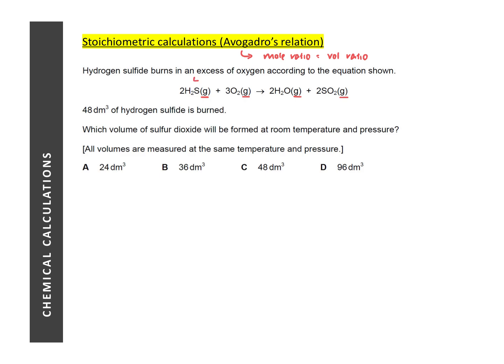If we burn 48 dm cube of hydrogen sulfide, what volume of sulfur dioxide will be formed? So if you can see that both substances are gases, immediately we know that the mole ratio will be equal to the volume ratio, and the mole ratio given by the equation is 2:2 or 1:1, meaning 48 dm cube of hydrogen sulfide would also give 48 dm cube of sulfur dioxide.